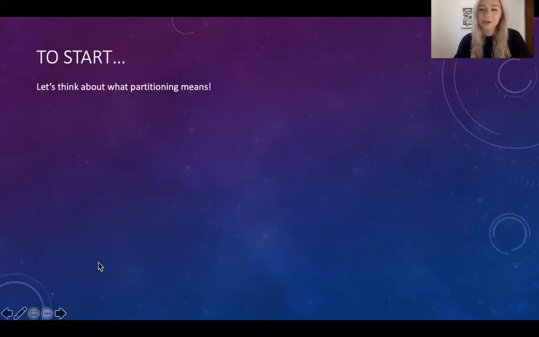So to start off with, we are going to have a quick think about what partitioning in maths means. We did go over this at the start of year 2, but that was quite a while ago now. So we're going to have a quick recap and think to ourselves what partitioning means. So pause the video now and you can discuss with whoever's with you, or you could have a quick think to yourself about what partitioning means.